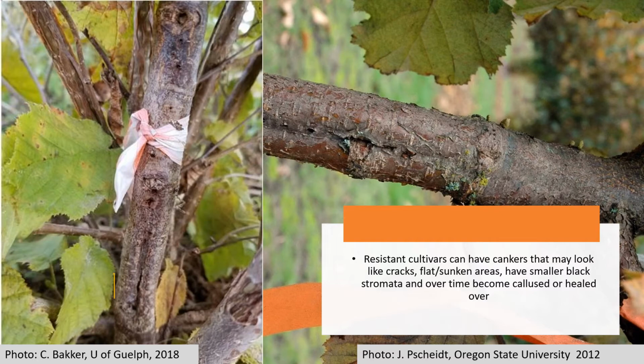As you can see in this figure on the left, what you will see in a resistant cultivar is a canker that looks more like a crack. It might be a flat or sunken area. There may or may not be stromata, but they would be smaller. And over time, those cankers will become calloused and healed over as the tree's defenses are activated, and it basically walls off the pathogen, preventing it from spreading further down the branch.